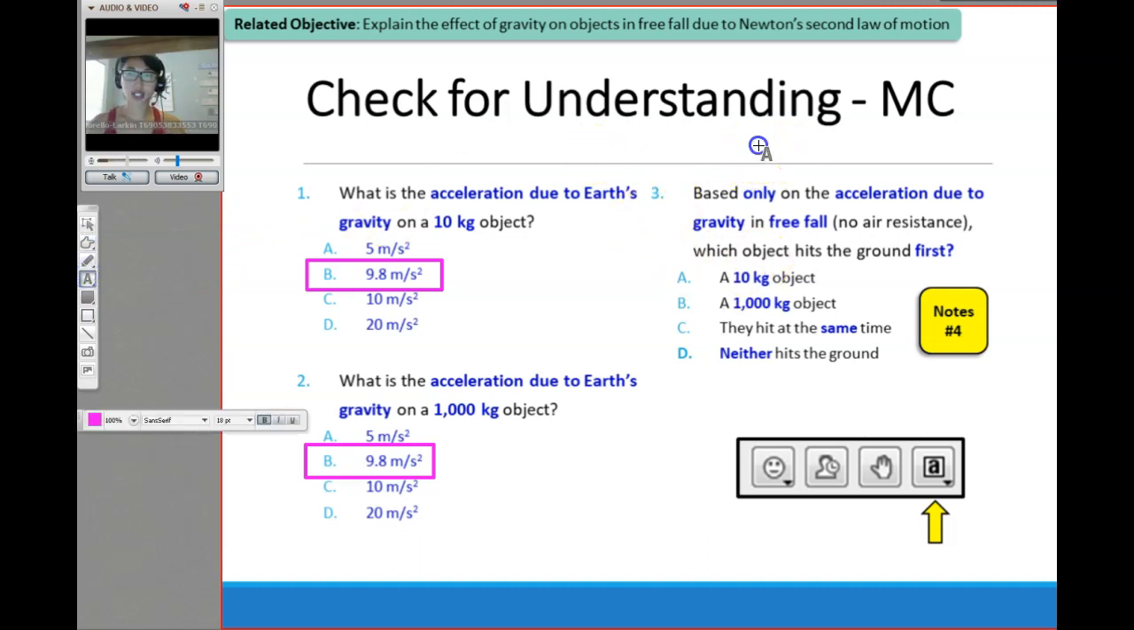Same acceleration, same rate of speeding up. Which one hits the ground first? A, 10 kilogram, B, 1,000 kilogram, C, they hit at the same time, or D, neither hits the ground.